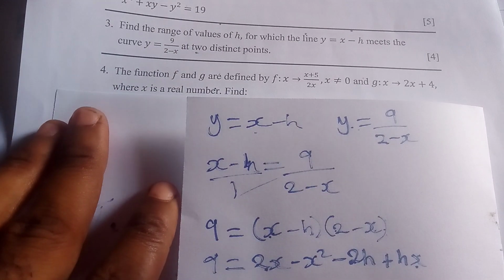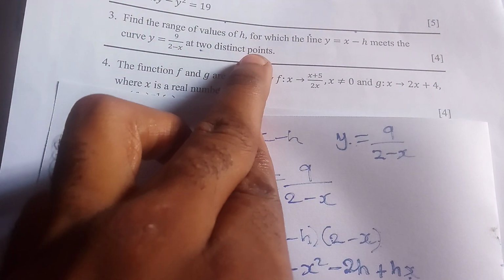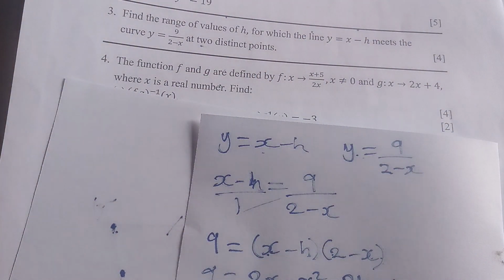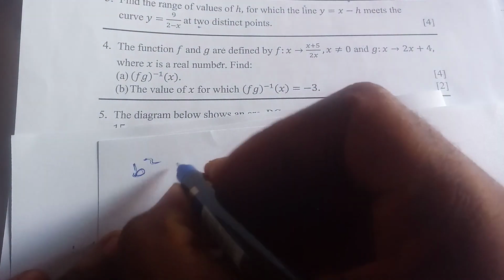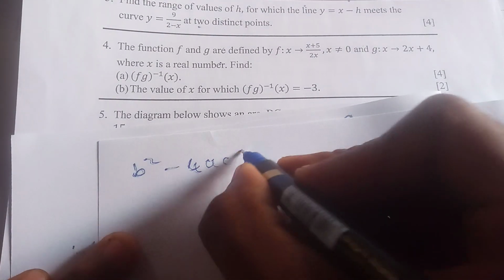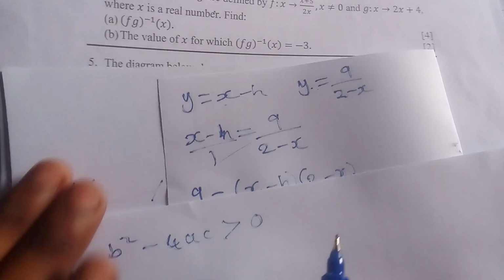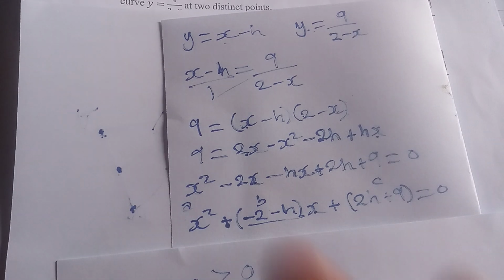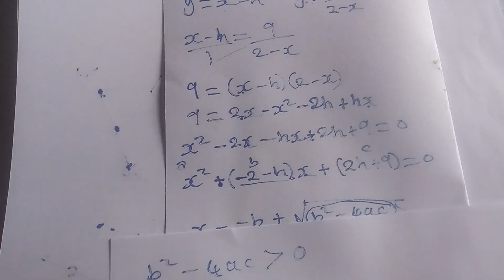In this question, we've been told that these two are meeting at two distinct points. So the only possibility here is b squared minus 4ac must be greater than 0, because with this you expect two different square roots, which means you have two different answers.